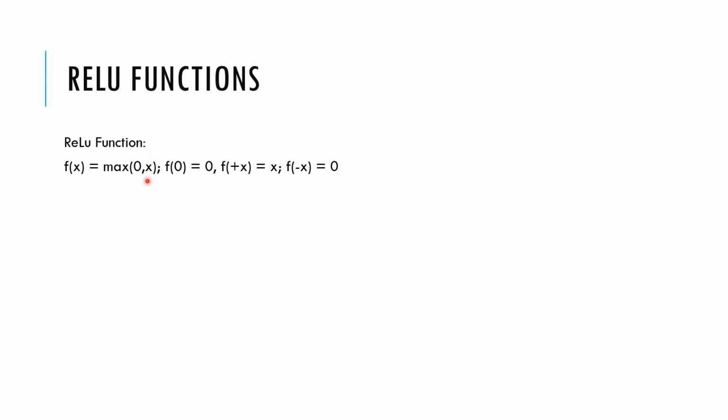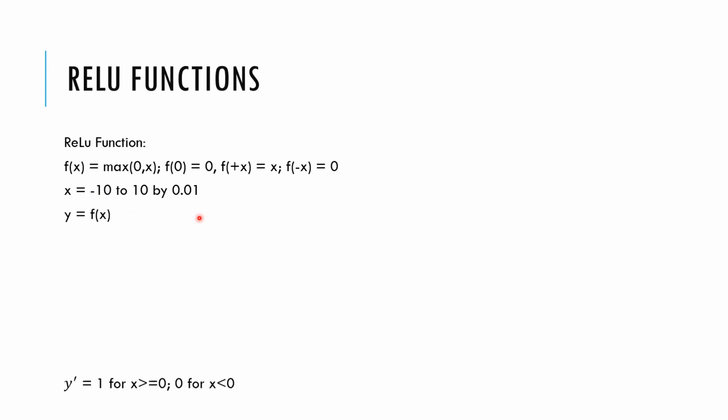So maximum of these two. Whichever is higher, it will give us that value. So for x as 0, we get 0 value for ReLU. For any positive value of x, any value of x greater than 0, this function will return the same value. If the value of x is negative, then this function will return 0. So it takes either of these two values, either 0 or x.